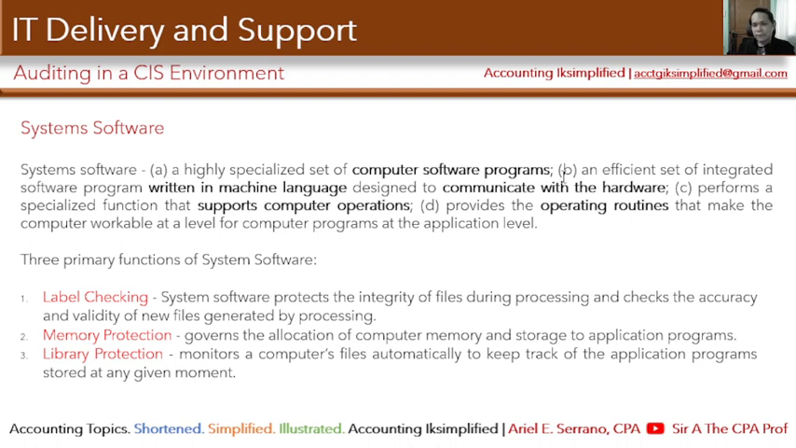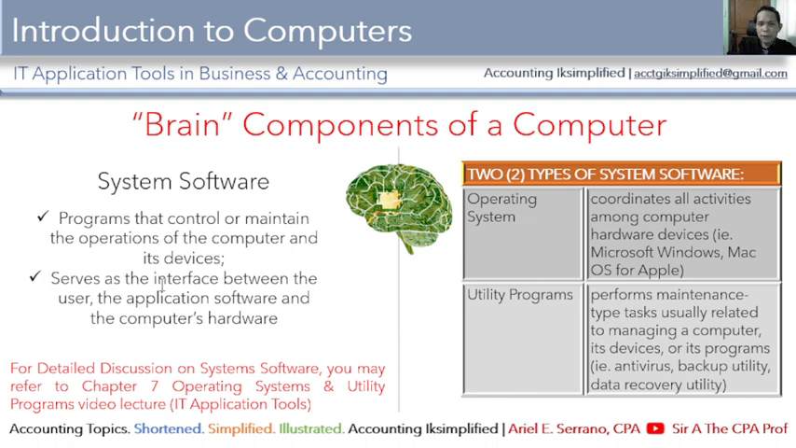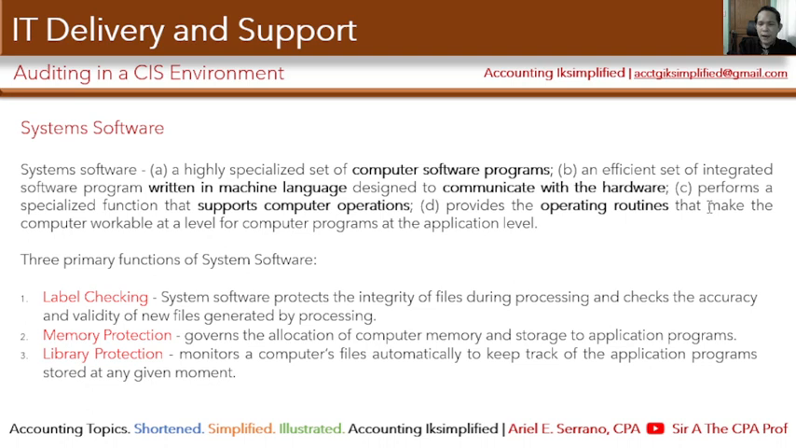Pangalawa, or letter B, a system software is an efficient set of integrated software programs na nakasulat sa machine language designed to communicate with the hardware. So kaya nga sabi dito, this is an interface. The system software serves as the interface between the user, the application software, and the computer's hardware. So parang ganun yung tinutukoy nitong letter B sa atin.